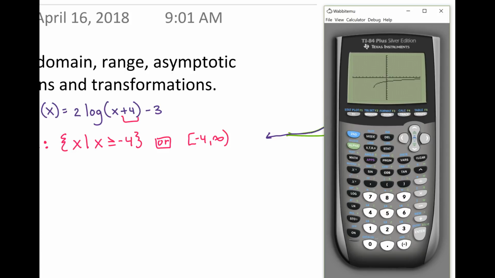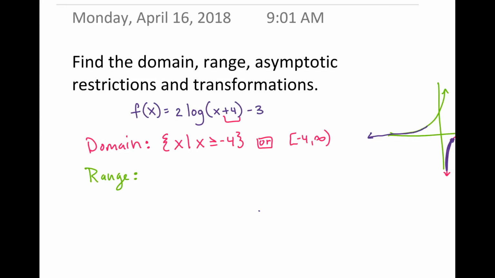So what is my range? All real numbers. Your range is all real numbers. Why does it stop? You know, I don't know. I think the calculator has a hard time graphing it.